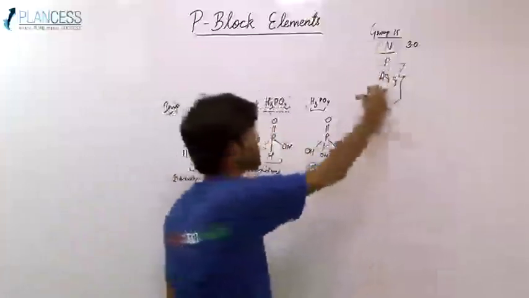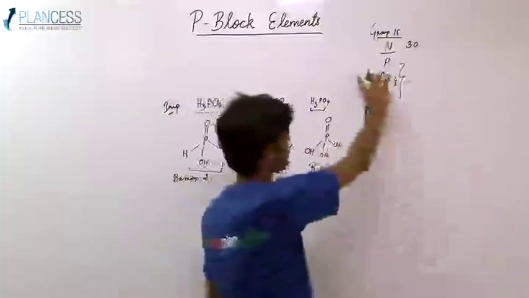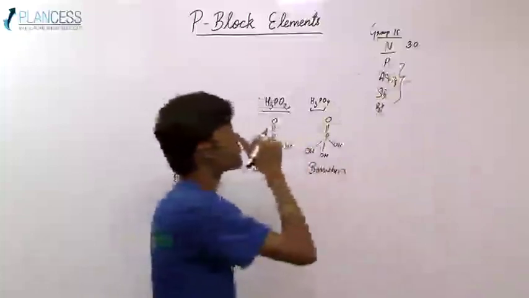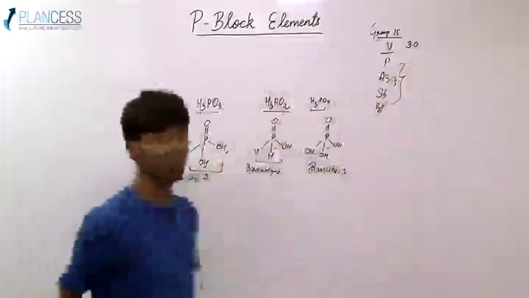As far as arsenic, bismuth, and antimony are concerned, we don't talk about many compounds of these 3 elements; most of the compounds which are relevant are of nitrogen and phosphorus. So this was all about group 15.